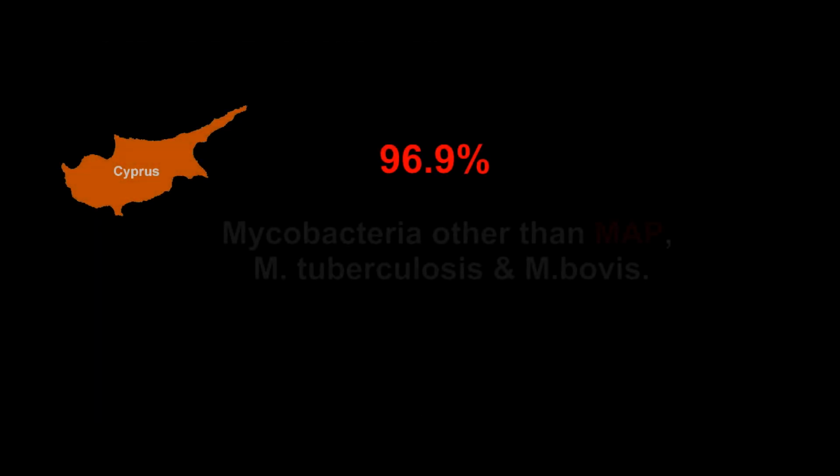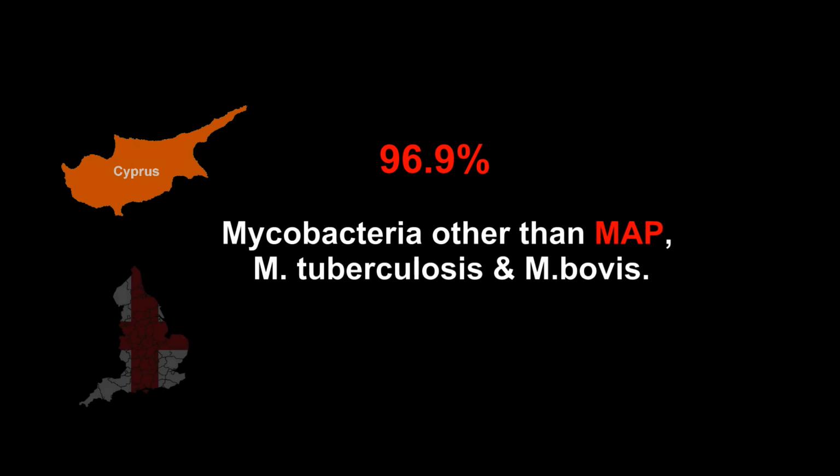In Cyprus, nearly 97% of the samples had Mycobacteria species present. In England, 35% of the milk had Mycobacteria species present.